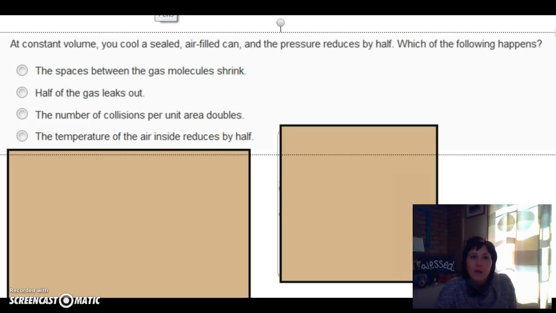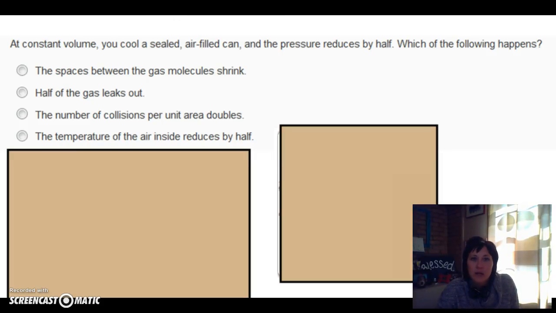Hello everyone. We are going to talk about 1.05, question number 5. I was getting questions on this, so let's talk about it. At constant volume, you cool a sealed air-filled container, and the pressure reduces by half. Which of the following happens?